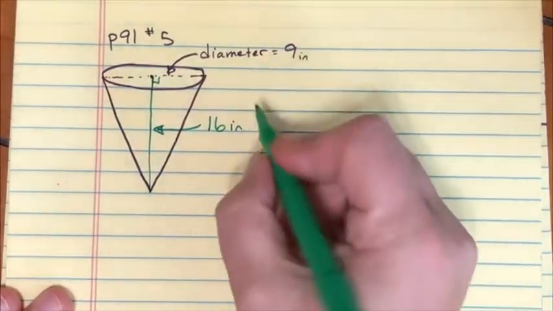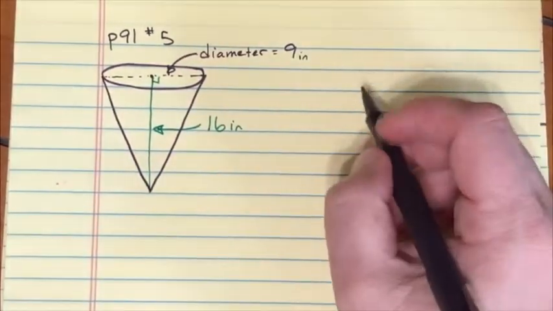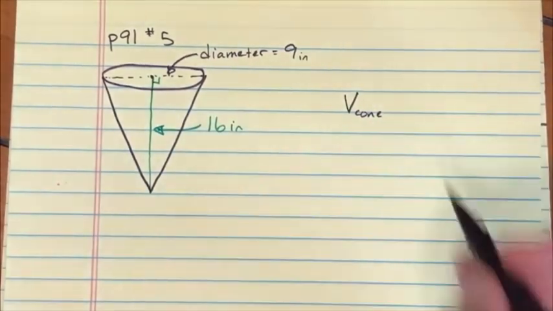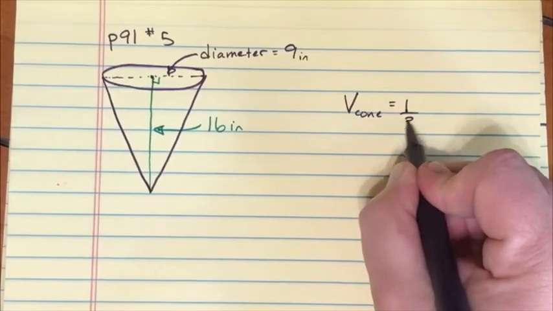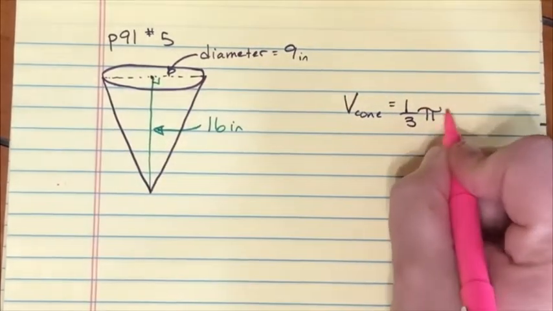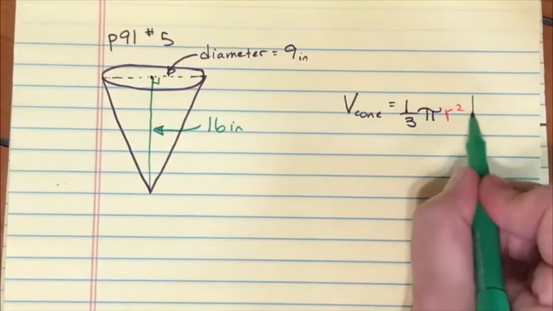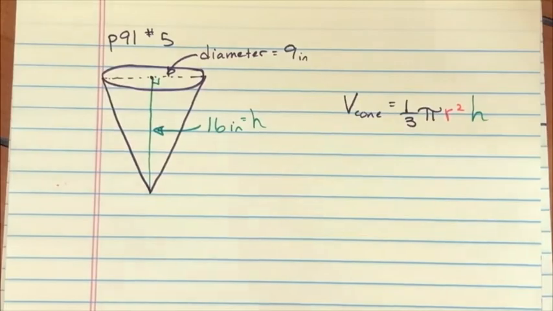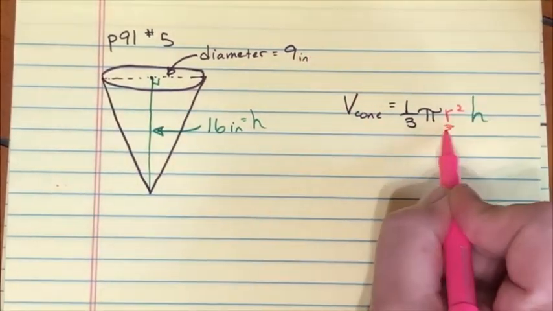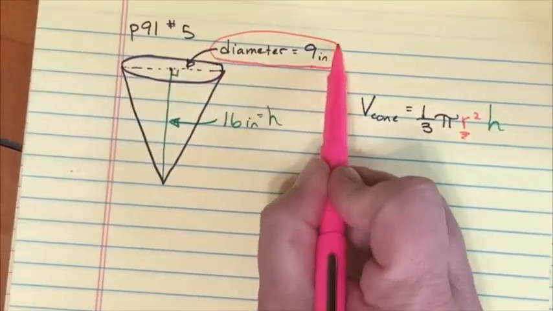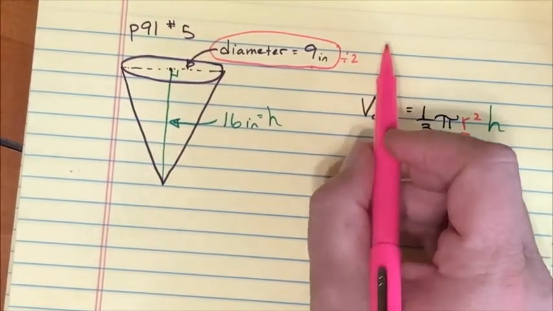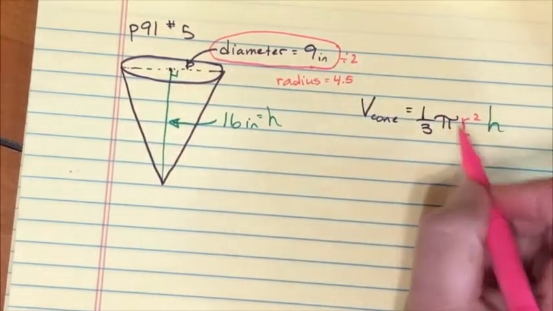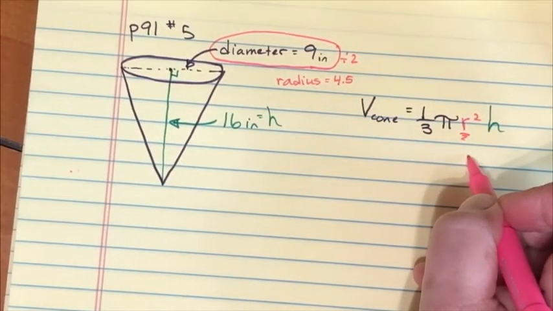And we're finding the volume of a cone. So remember, a volume of a cone is 1/3 the volume of a cylinder. So volume of a cone is 1/3 pi r squared times height. For the formula, we just need to know the radius and the height. The height is 16 inches, and the radius, well, they only gave us a diameter. So the diameter, we need to divide that by 2. 9 divided by 2 is 4.5. Our radius is going to be 4.5.